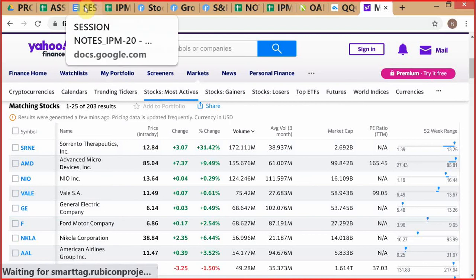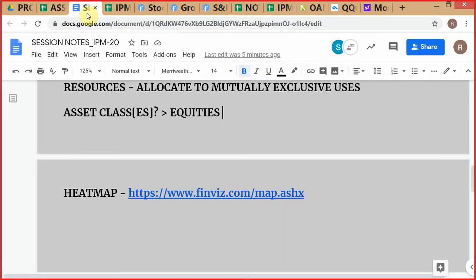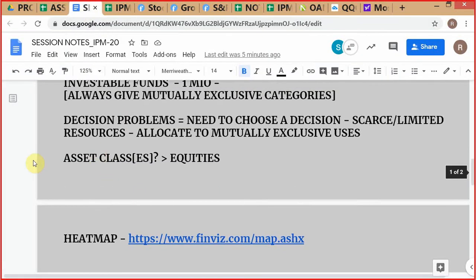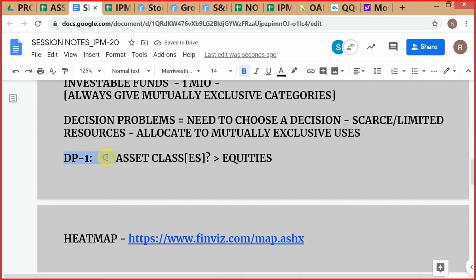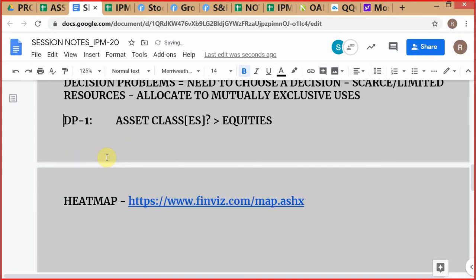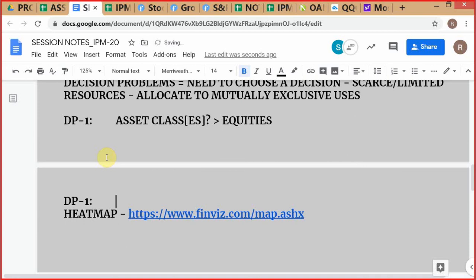Which one should I follow? So it's very confusing. So the second decision that I have to take is, let's call this DP. DP is for decision problem, okay? Now we actually are discussing the heat map in the context of DP2. So the second decision problem is which markets, all right?